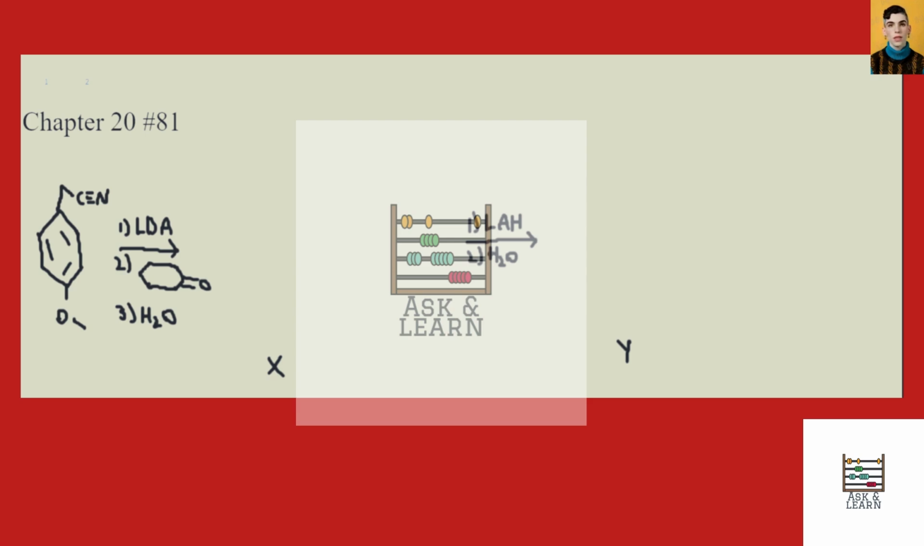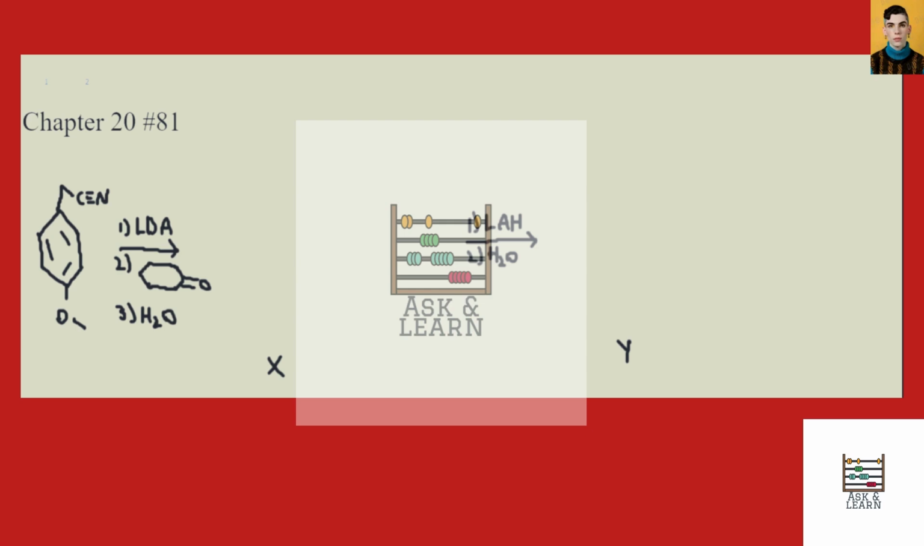Okay, so we have this starting material, a benzene ring with a methyl ether on one side and a benzylic nitrile on the other side. And we're treating this with lithium diisopropylamide, which I've abbreviated LDA. It's a common abbreviation for lithium diisopropylamide. So it's a strong, bulky base.